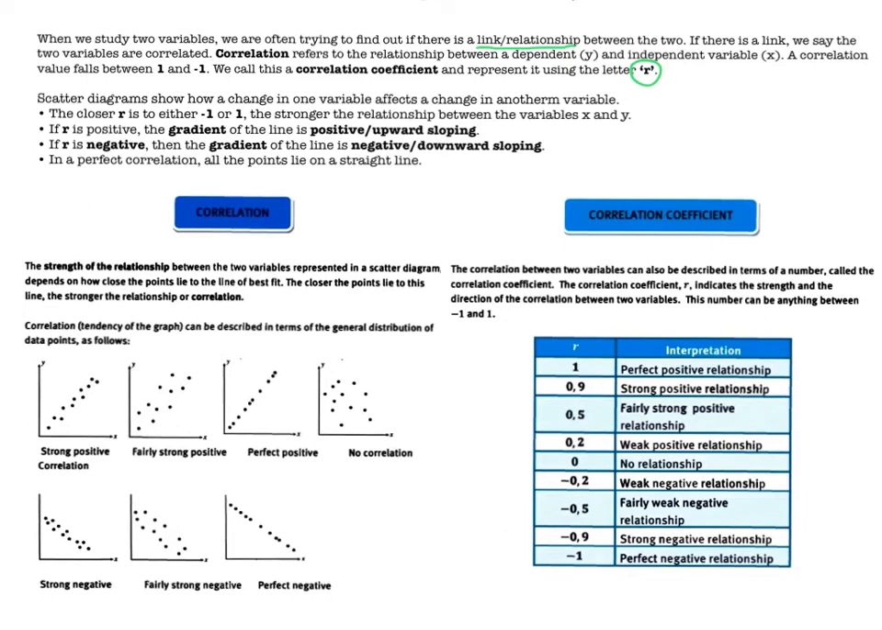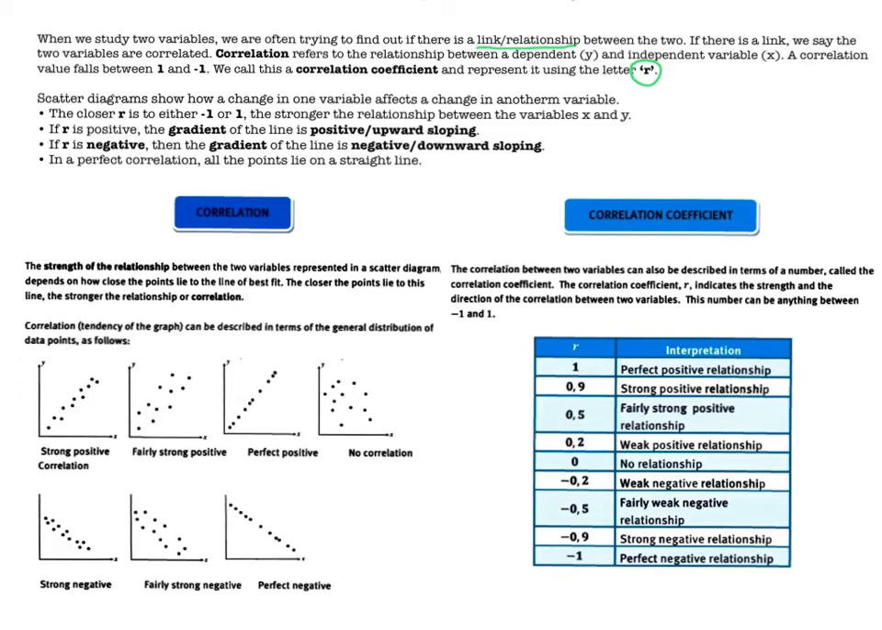The closer R is to either -1 or 1, the stronger the relationship between the variables x and y. If R is positive, the gradient of the line is positive or upward sloping, and if R is negative, then the gradient of the line is negative or downward sloping. In a perfect correlation, all the points lie on a straight line.